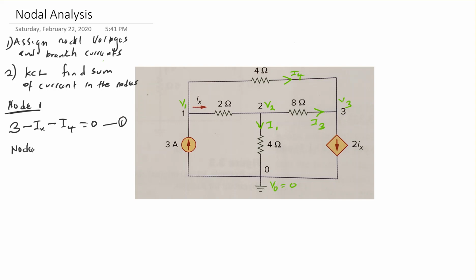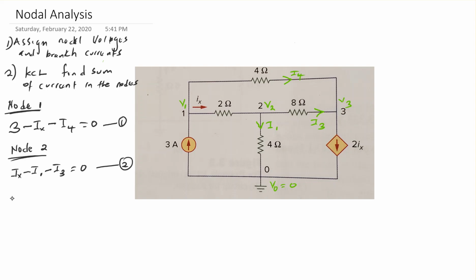Node 2, we're going to find the sum also in a similar manner. Ix is flowing into node 2, so we have Ix here. I1 is flowing out, so it's negative I1, and I3 is flowing out, minus I3, equal to 0. I'll call this equation 2.